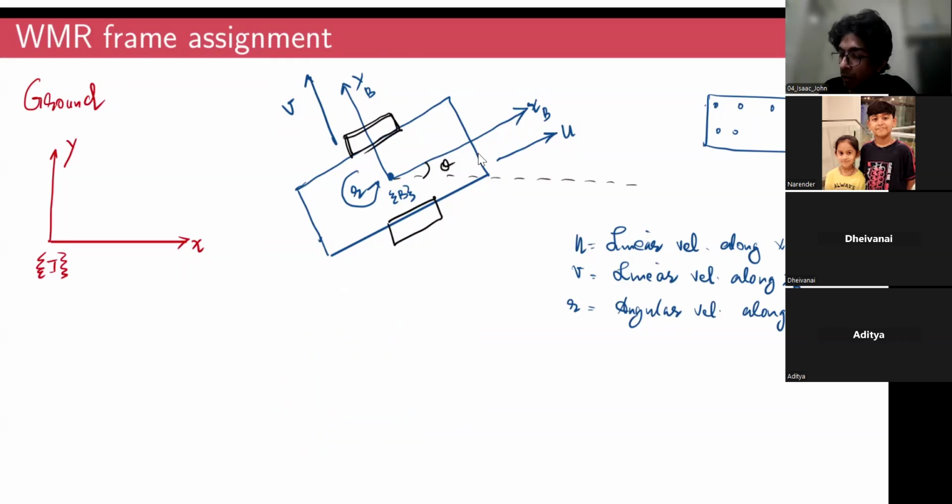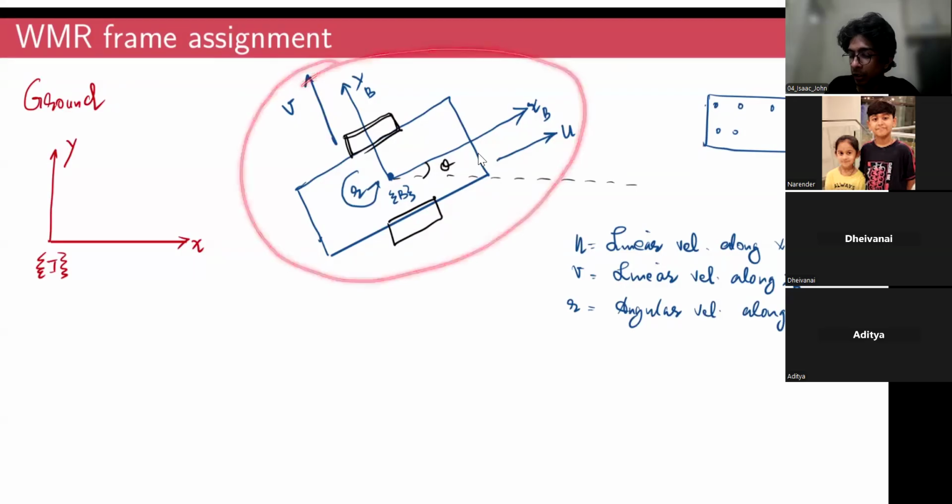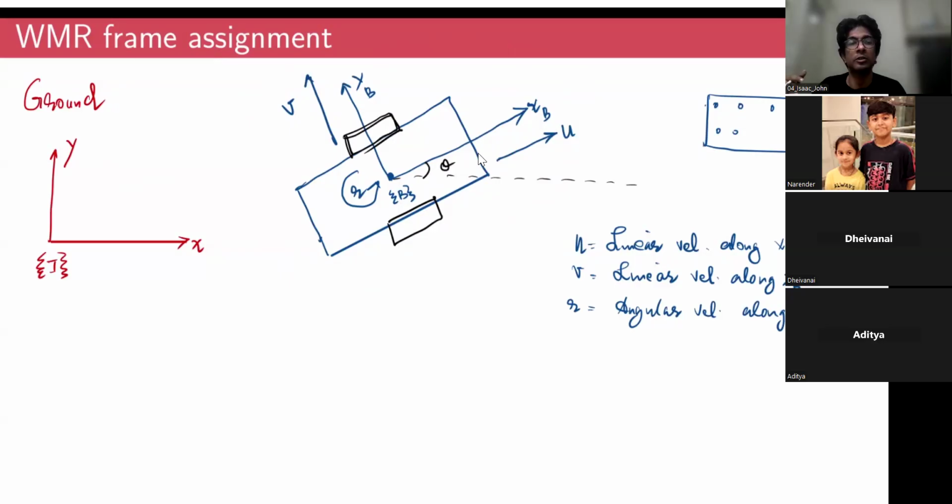For the time being, our requirement is that the mobile robot should have u velocity along xb, v velocity along yb, and an angular rate of change of heading r along zb. And now we are going to map this u, v, r to the ground frame of reference, because this is how our perspective would look, from the ground frame of reference. So how do you map?